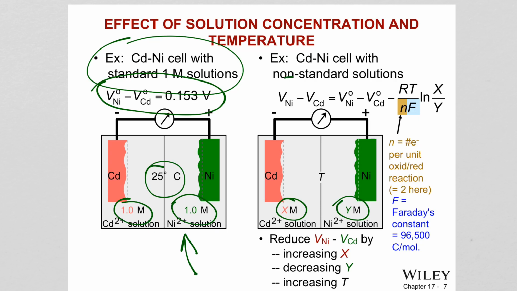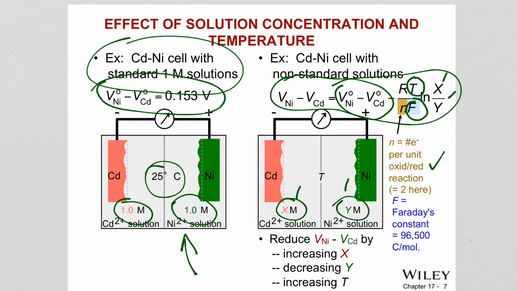And this is the equation given to us to calculate the electrode potential differences when we have non-standard solutions. So here we are using the information from the EMF series, and then there is temperature T, there is F, the Faraday constant, there is X and Y. X and Y come from the concentrations here, and n is the number of electrons per unit of reaction. It's here 2, right? R is the gas constant.